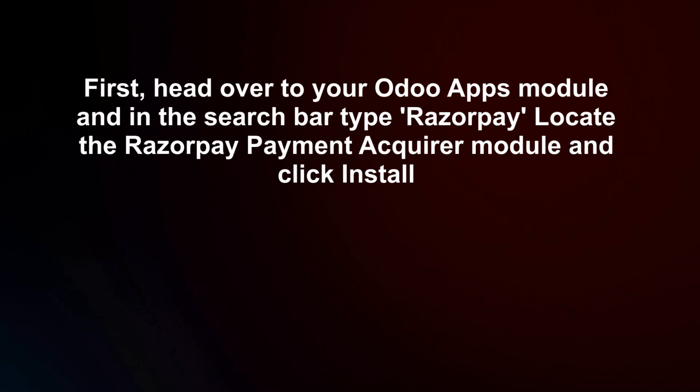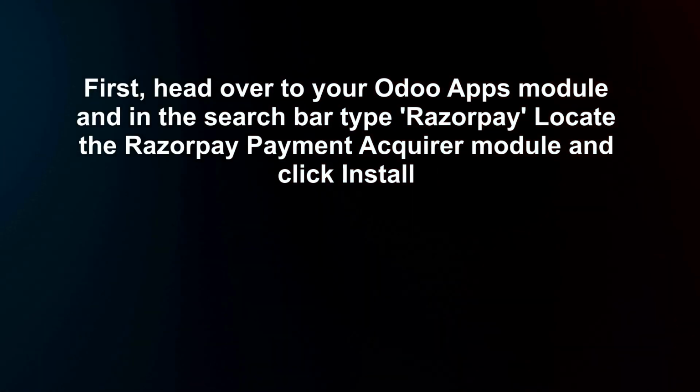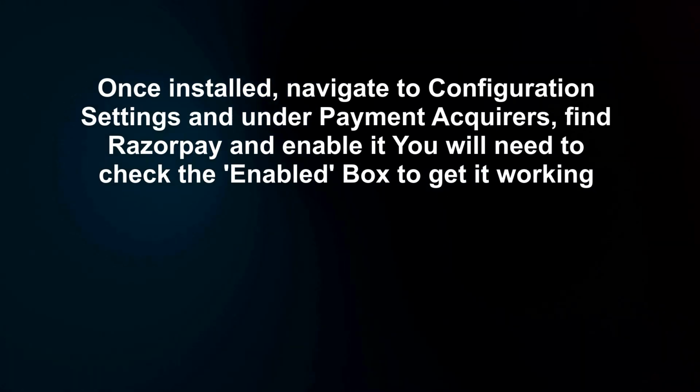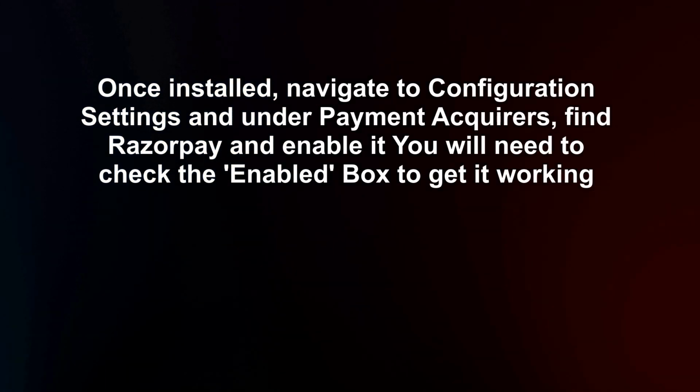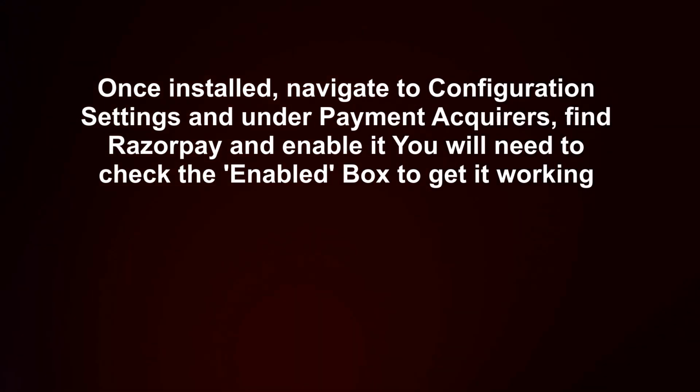First, head over to your Odoo Apps module and in the search bar type Razorpay. Locate the Razorpay Payment Acquirer module and click Install. Once installed, navigate to Configuration Settings and under Payment Acquirers, find Razorpay and enable it. You will need to check the Enabled box to get it working.